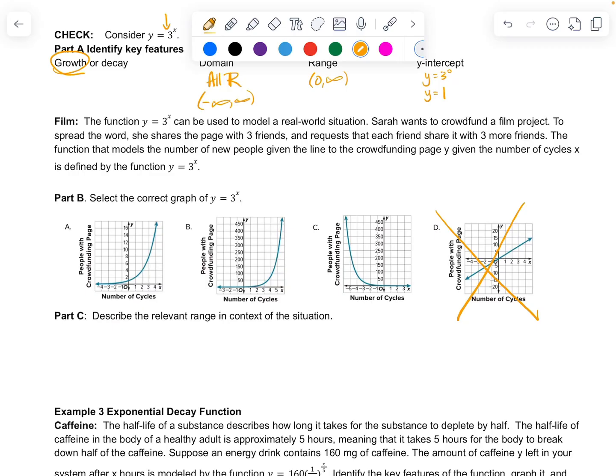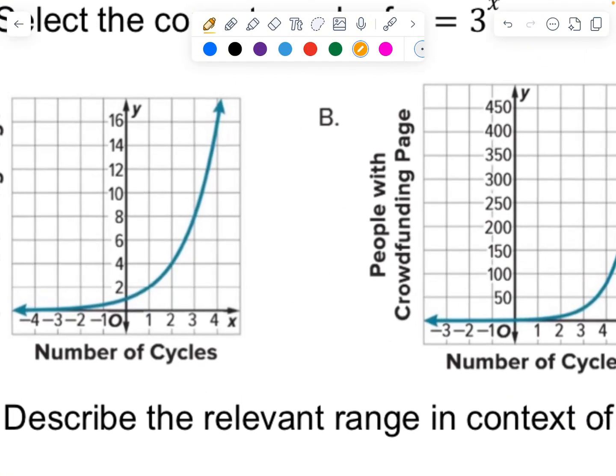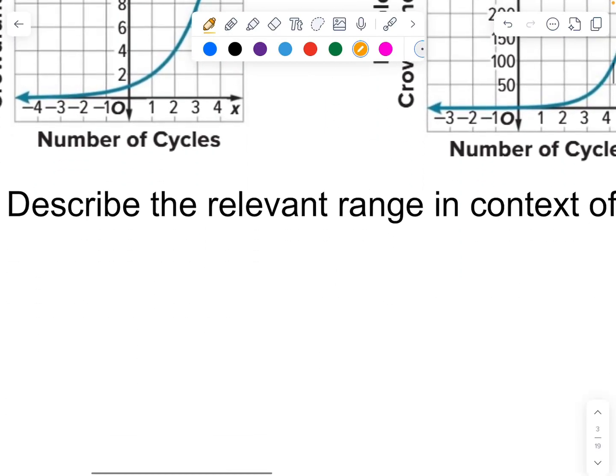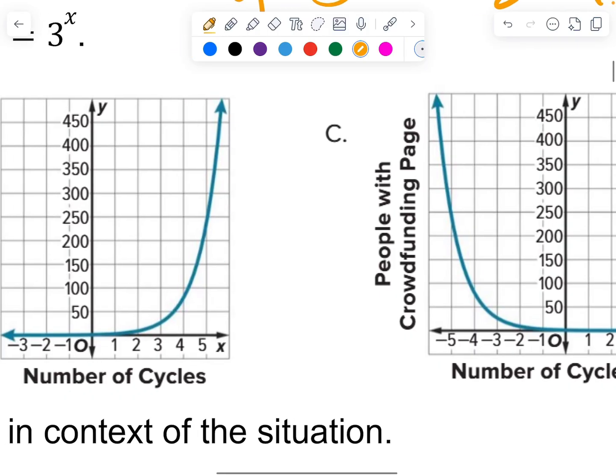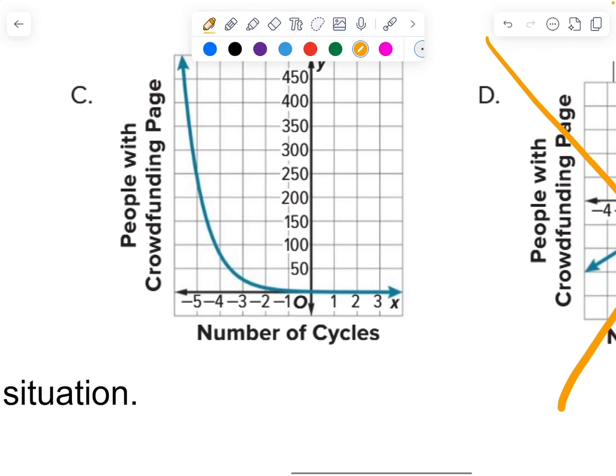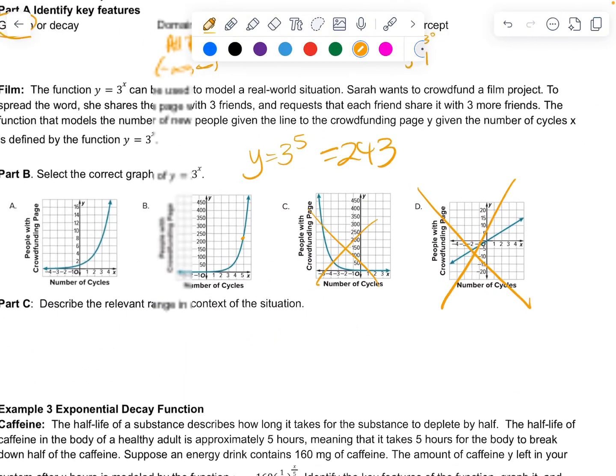If I was to put in 5, so y equals 3 to the 5th power. If I take my calculator and do 3 to the 5th power, I'm going to get 243. So let's look here. If I put in 5, 243. That's not going to get that one. 5, 243. Ooh, look at that. I think that could be it. Nope, not that. So B has to be the answer.